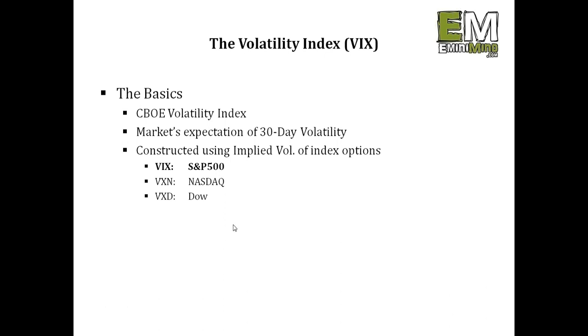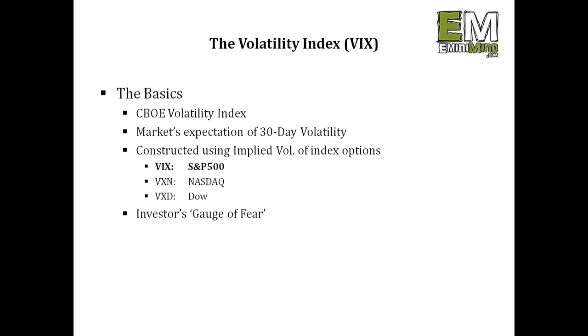So looking at the VIX, whenever I set a benchmark for myself, or whenever I'm using a benchmark, I like to look at the S&P over the Dow, for the reason that the S&P is comprised of 500 stocks and the Dow is only comprised of 30.